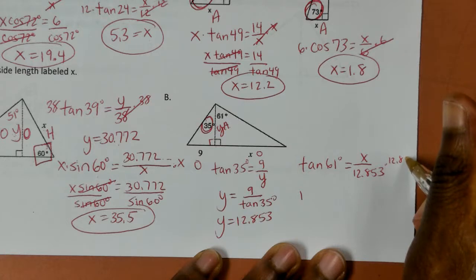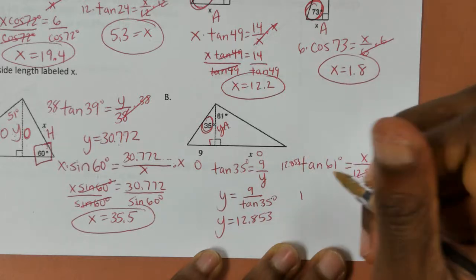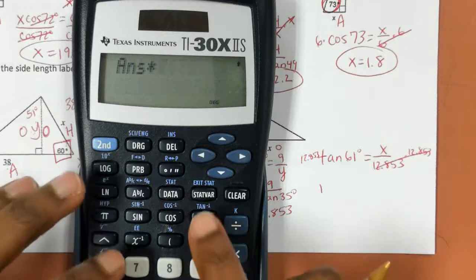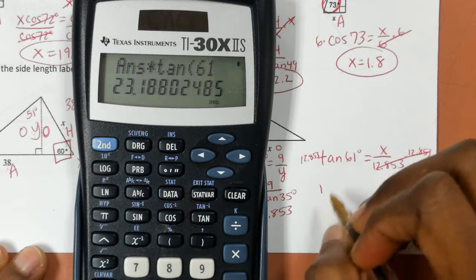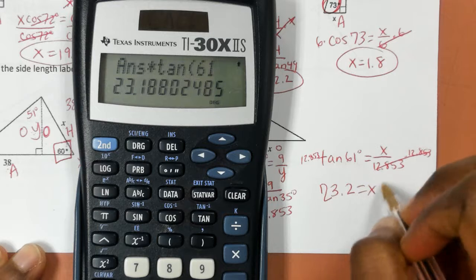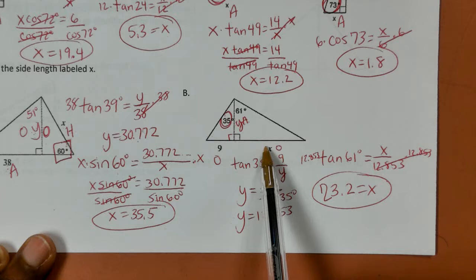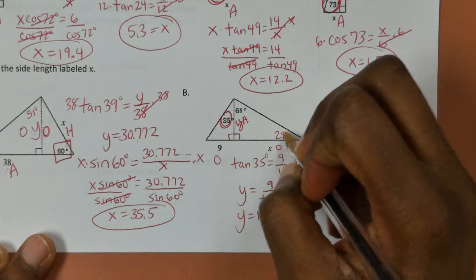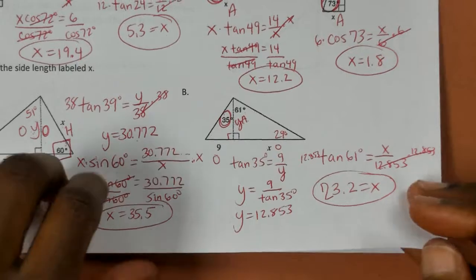Multiply both sides by 12.853. I already had that in my calculator, so I just hit times tan 61. And I get 23.2. That's the value for x. It's across from a bigger angle than y's was, because this will be a 29-degree angle. So this should be a smaller side, but this should be bigger, so that's correct. That's reasonable at least. Okay.